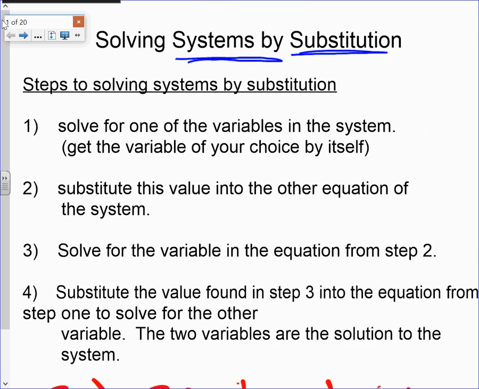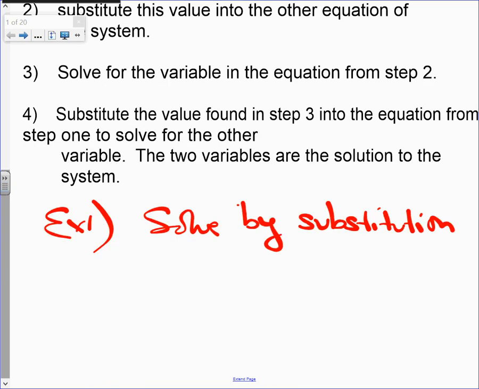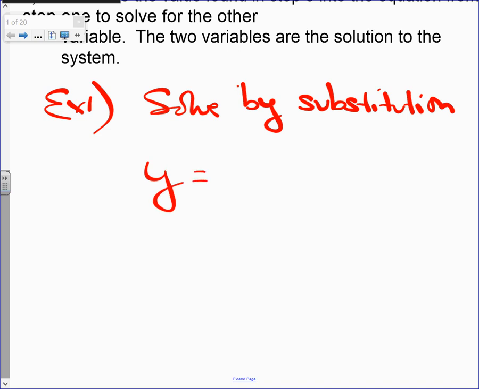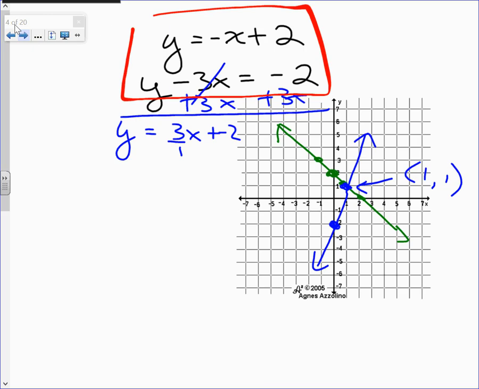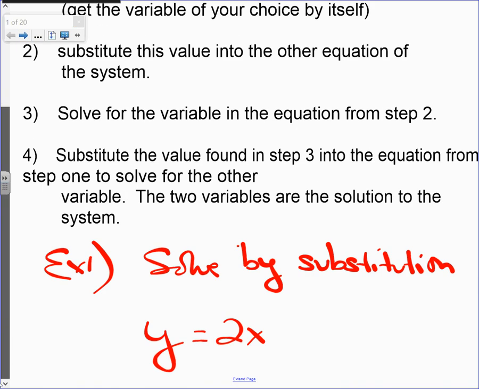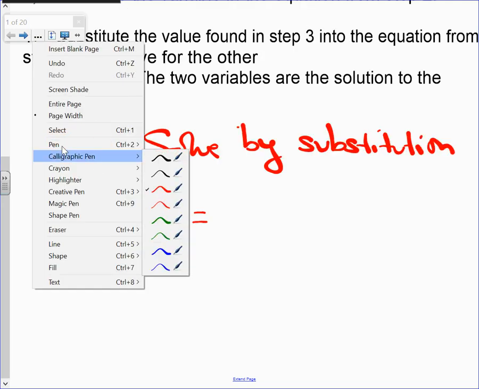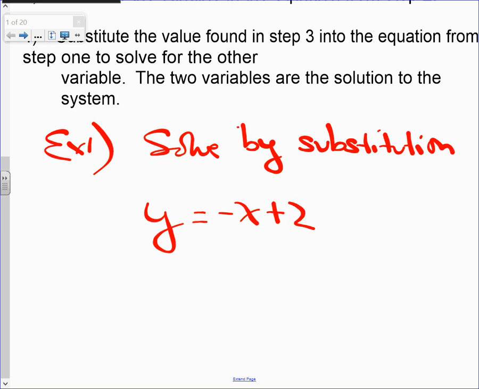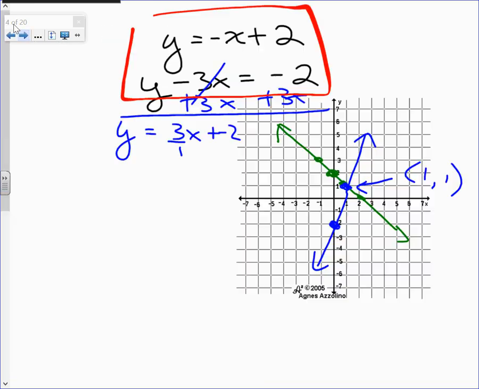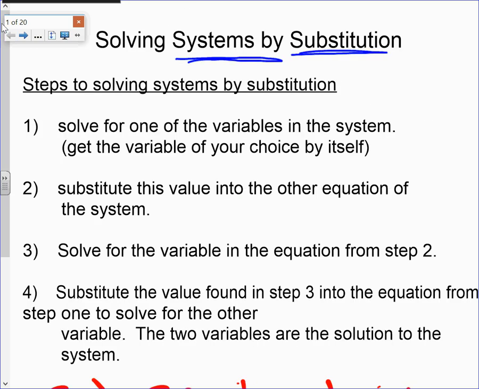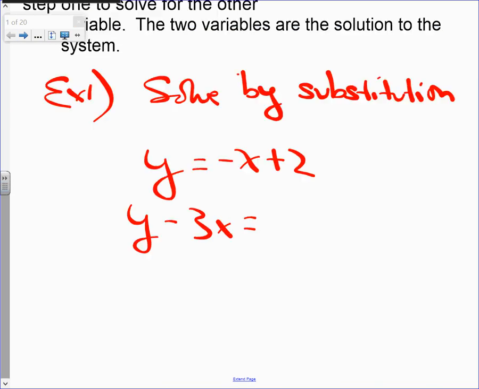So let's solve this system. Here we go. Y equals... 2x. Is it minus 2? Let's see. Actually, negative x plus 2. My bad. Negative x plus 2 is the first equation. And the second one was y minus 3x equals, what was it? 1, I think 2. Negative 2. Thank you. I got it. Okay, there's your system.